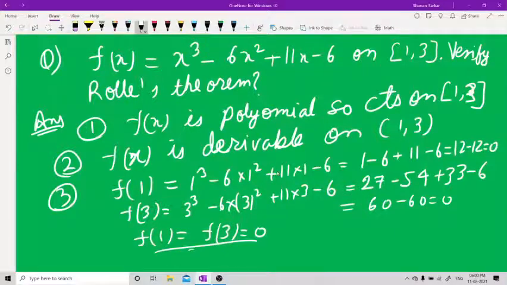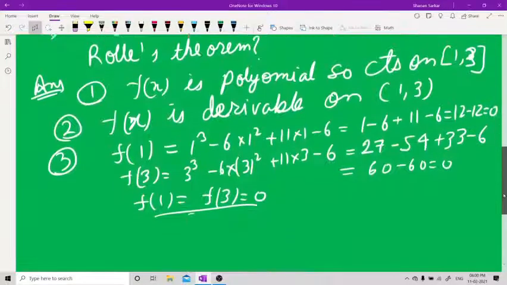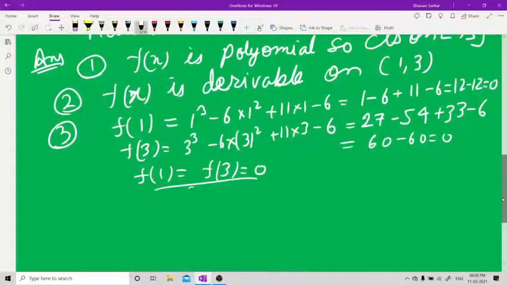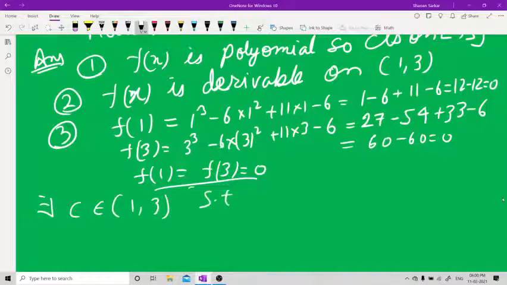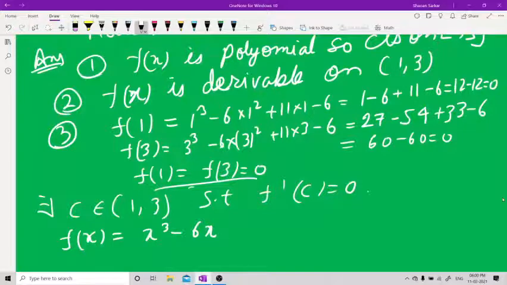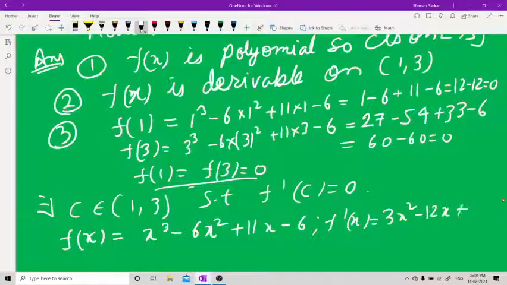Now all the three conditions have been satisfied. Therefore, there exists a point c belonging to the open interval 1 comma 3 such that f dash c is 0. Now we know the polynomial: f(x) was equal to x cube minus 6x square plus 11x minus 6. Take the derivative. F dash x is 3x square minus 12x plus 11.